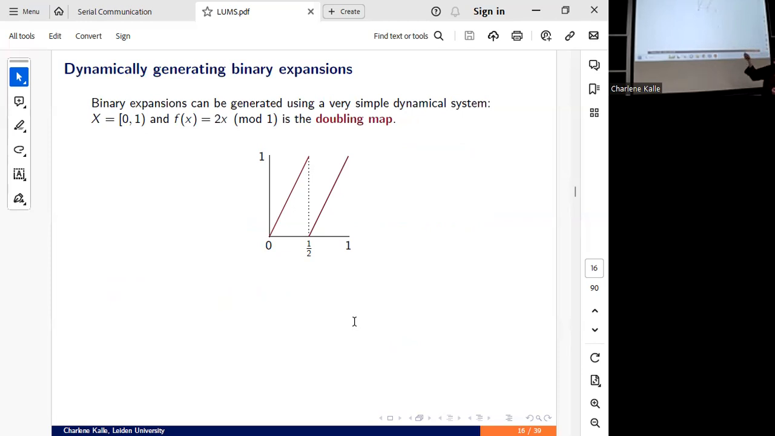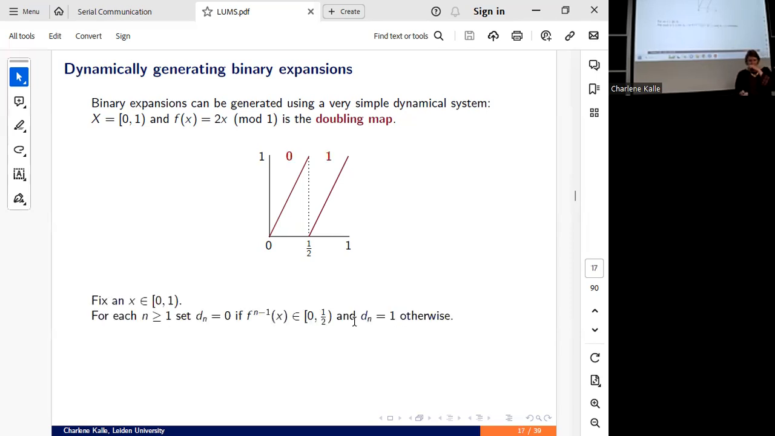They can be generated using this very simple dynamical system. As our state space, we use the unit interval, and as our map, we use the map 2x mod 1, which looks like this. So it's 2x on the interval from 0 to a half, and it's 2x minus 1 on the interval from a half to 1. And then we can get the binary expansions from the orbits under this system. So we assign a digit 0 to the first half of the interval, and we assign the digit 1 to the second half of the interval, and then we do the following.